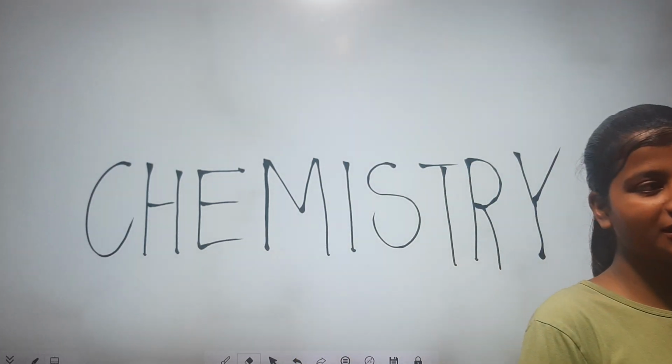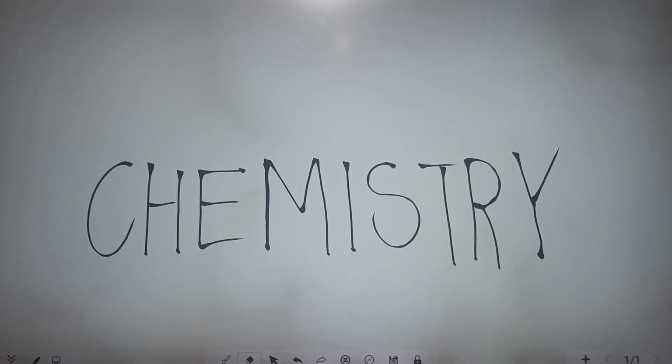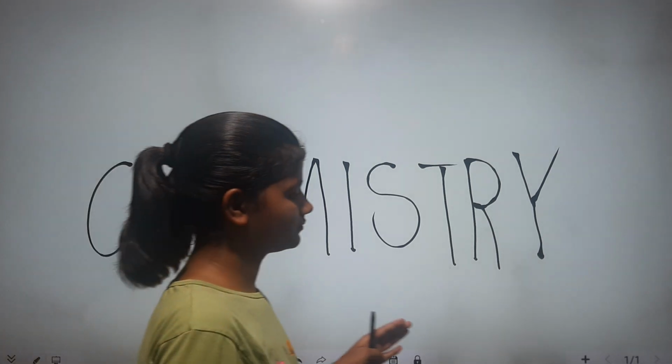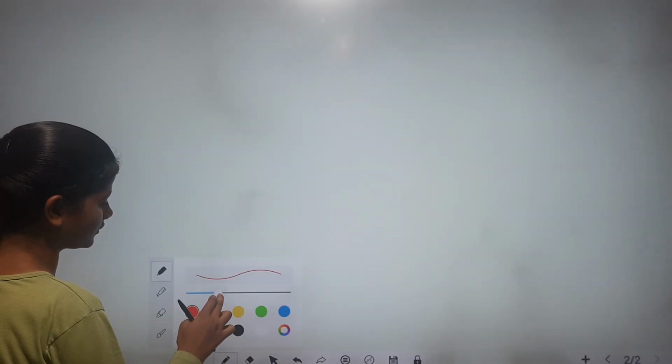So in the previous video we had discussed classification of matter on the basis of chemical composition. Matter is of two kinds: first is pure matter and second is mixture. Pure matter is also divided into two parts: first is element and second is compound. In the previous video we discussed the element, so in this video we will discuss the compound.